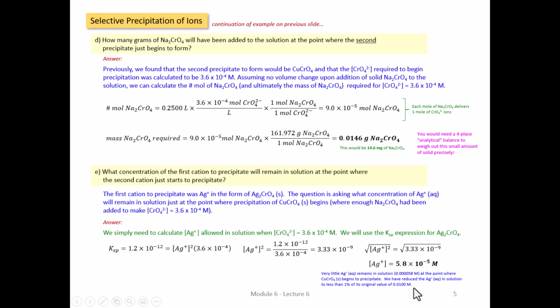So what we say is we have effectively separated silver from the copper, because just at the point where the copper starts to precipitate, almost all of the silver, more than 99%, has been precipitated out as silver chromate. Let's look at one more example of the application of a selective precipitation of ions.